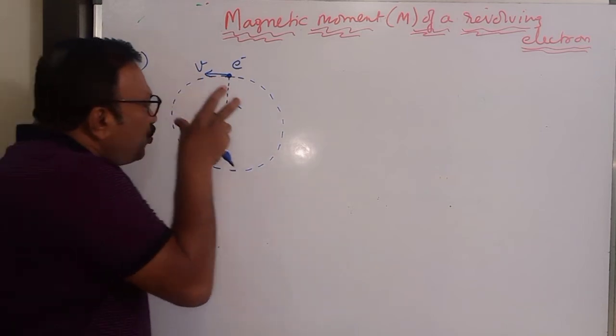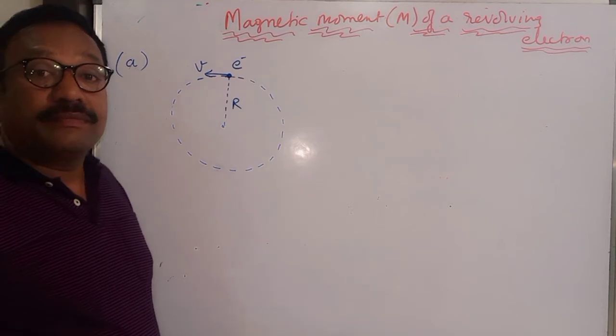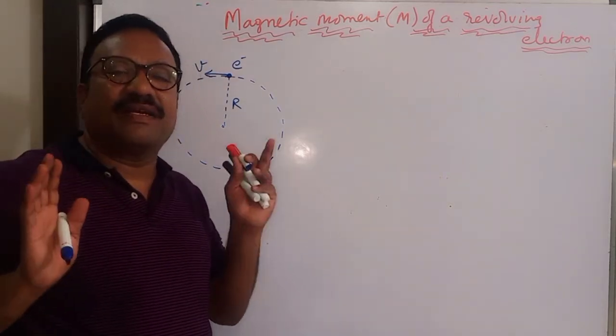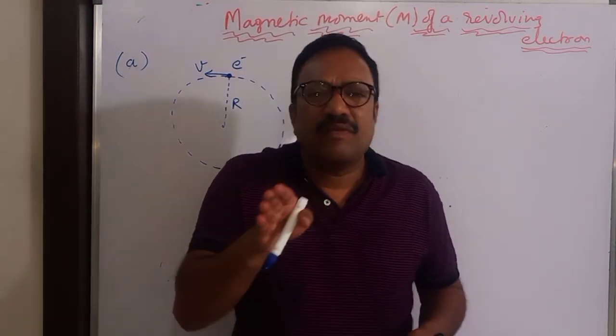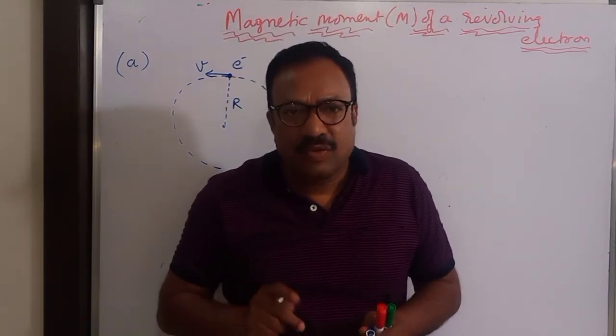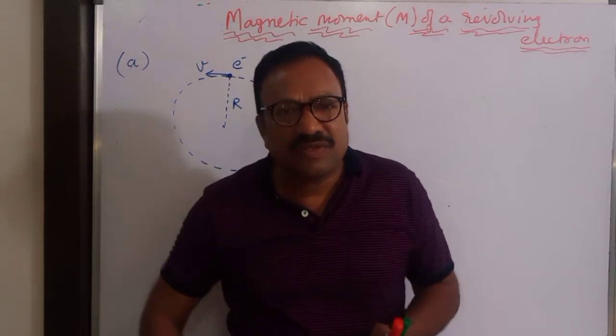Therefore, you can assume there is a current in the orbit now. There is no conductor, but the orbit will have a current. Definitely, current is due to what? The flow of charge. The rate of flow of charge is called current. So when the electron is revolving, I can assume it's a flow of charge.